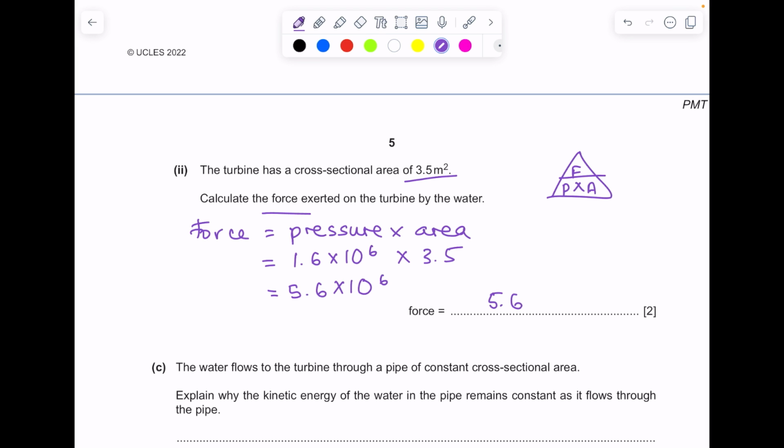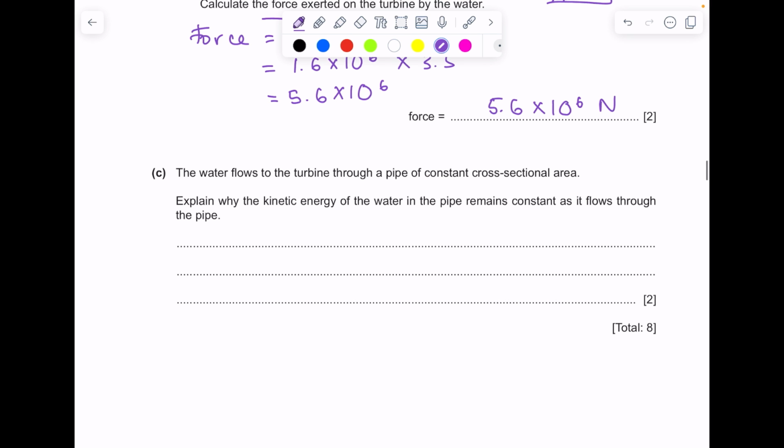The water flows to the turbine through a pipe of constant cross-sectional area. Explain why the kinetic energy of the water in the pipe remains constant as it flows through the pipe. That's all because the speed of the water remains constant and liquids are incompressible, so their density doesn't change.